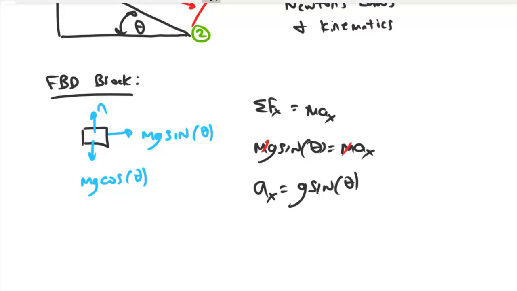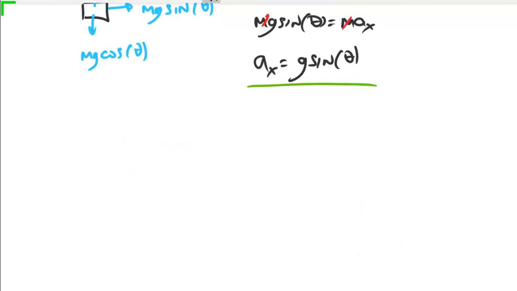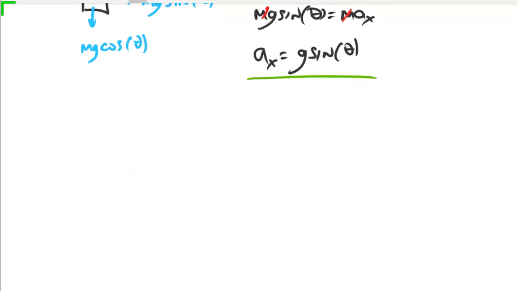Okay, now that we have this acceleration, we can use kinematics, right? So there's our Newton's laws portion to give our acceleration, and then to find out how fast it's going once it gets to the bottom, we'll use kinematics. This is like from point 1 to point 2, from our initial to final.